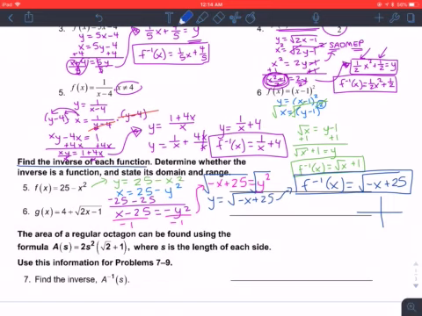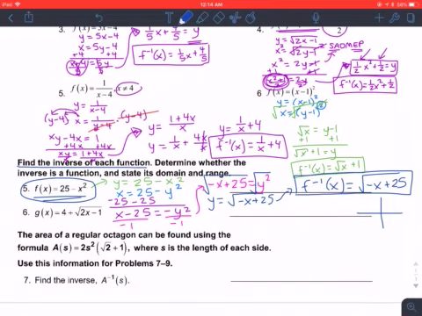The way that it's written here, it is a function, but if we were to just graph the original, this one's a little bit easier to graph in your calculator anyway, so just graph the original. You're going to see that you get a quadratic function, reflected, and then shifted up 25. So something like this. And it does not pass a horizontal line test, so the answer is no. The inverse is not a function.